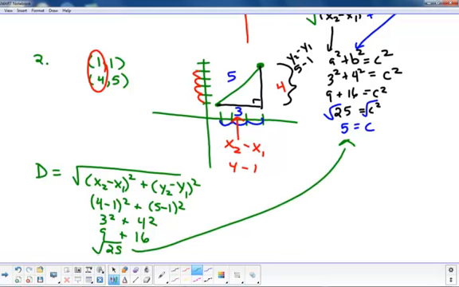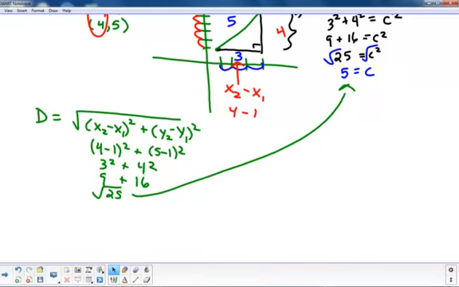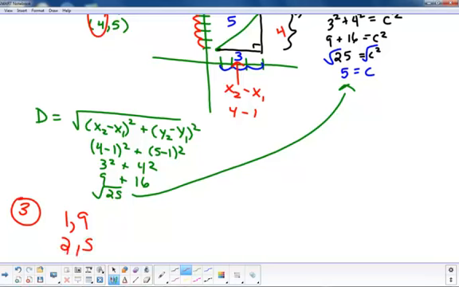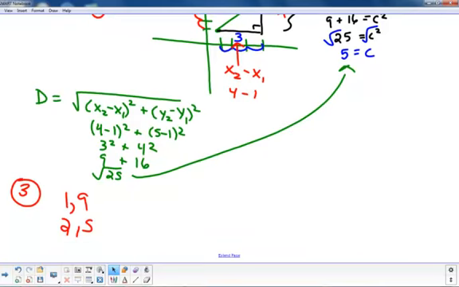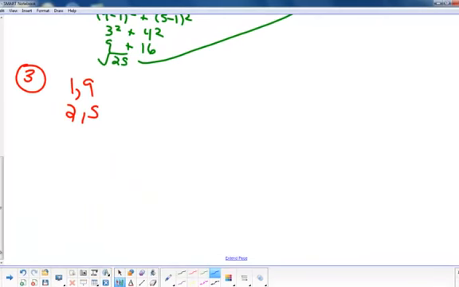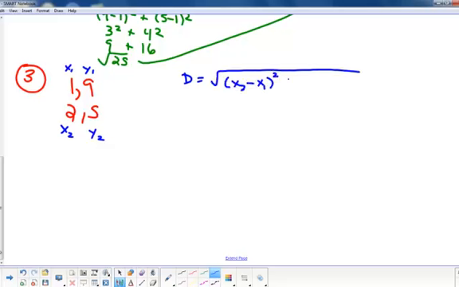So let's do one more problem like this. I'm going to give you 2 points. This time you don't really need to plot it. We'll call this 3, even though this is really no number 3 in your book. 1, 9 and 2, 5. So this is our x1, y1. This is our x2, y2. Our distance formula is the difference of your x's squared plus the difference of your y's squared.